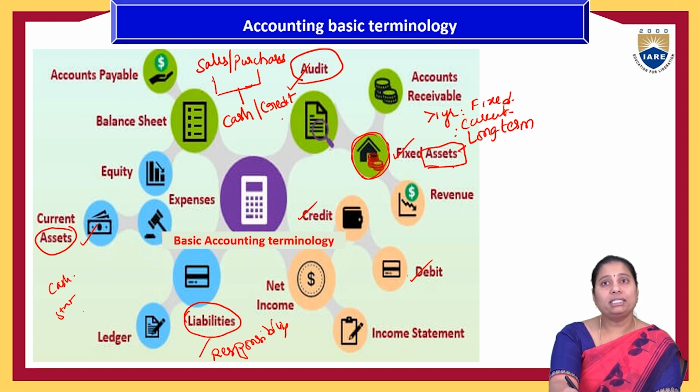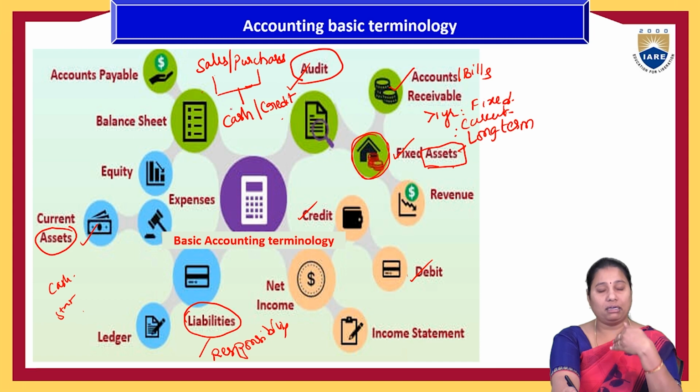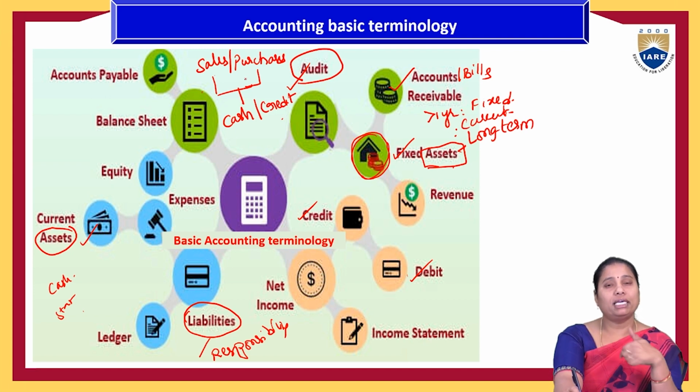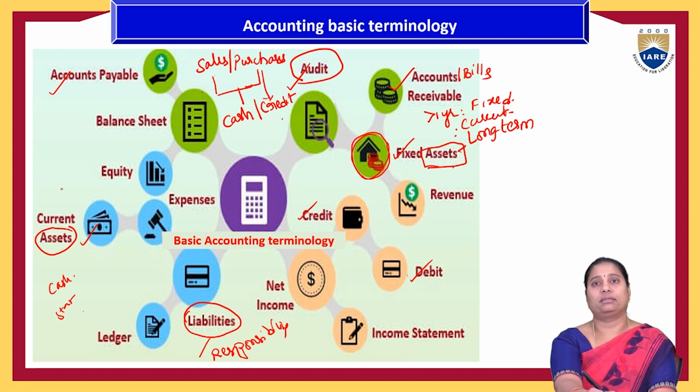If they have done credit sales, they have not received the cash, they have raised the bills. They are called account receivables or bills receivables, because the money is not yet received by the organization. They have to get it in future, so that is called account receivables. Then the money which they have to pay later is called account payables. This arises when credit purchases were done by the organization.